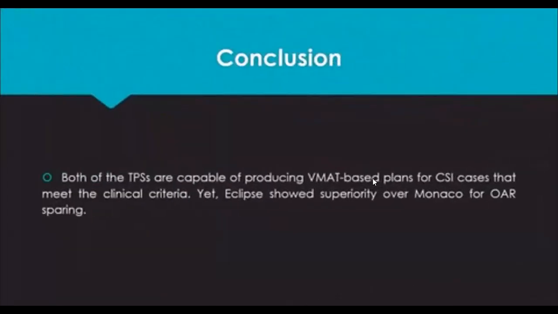In the end, both of the TPS are capable of producing VMAT-based plans for CSI cases that meet the clinical criteria. Yet Eclipse showed superiority over Monaco for organ-at-risk sparing.